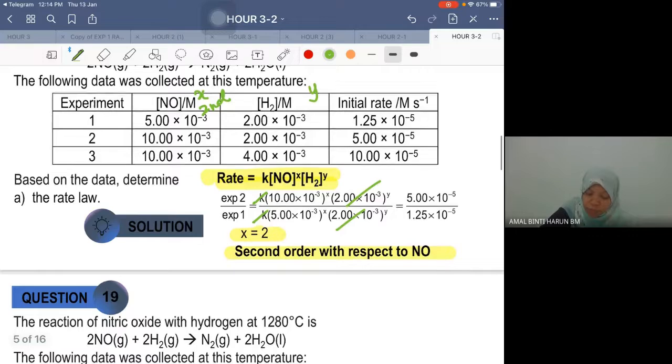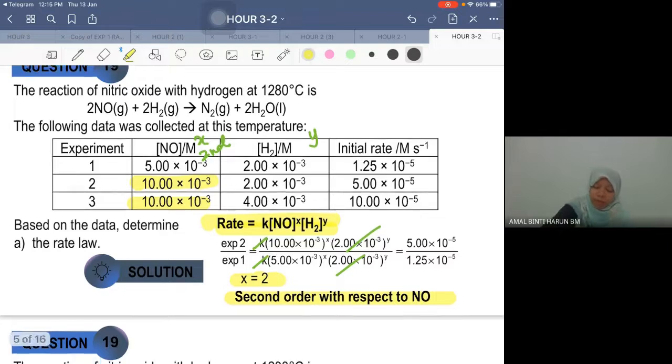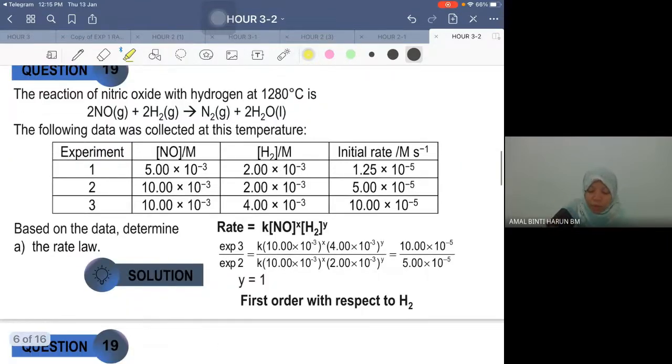Okay, ulang proses yang sama which is kita gunakan apa yang sama kat sini. Tengok ni. Eksperimen 2 dan eksperimen 3. NO pula sama. So kita cancel concentration. Okay, dekat sini you nak buat 3 divide by 2 pun boleh, 2 divide by 3 pun boleh. Usually kita buat besar bahagi yang kecil lah. So yang sama adalah NO concentration. Ini sama, K dia sama. Okay, and then kita akan dapat last kali dia adalah first order respect to hydrogen.